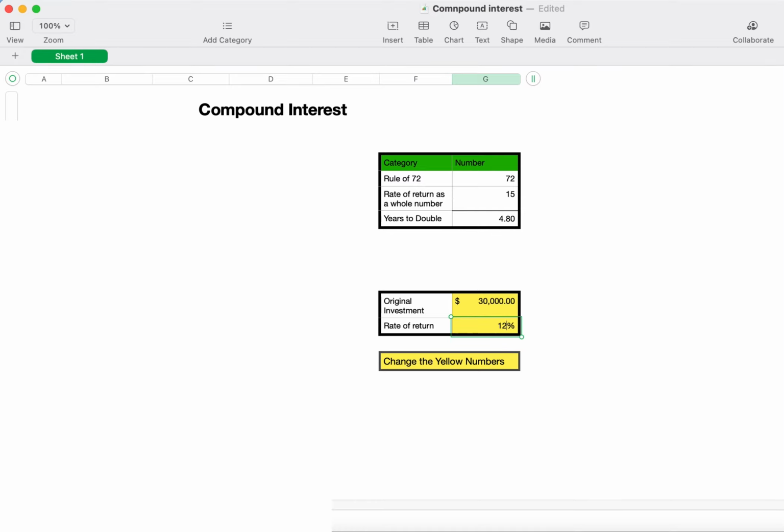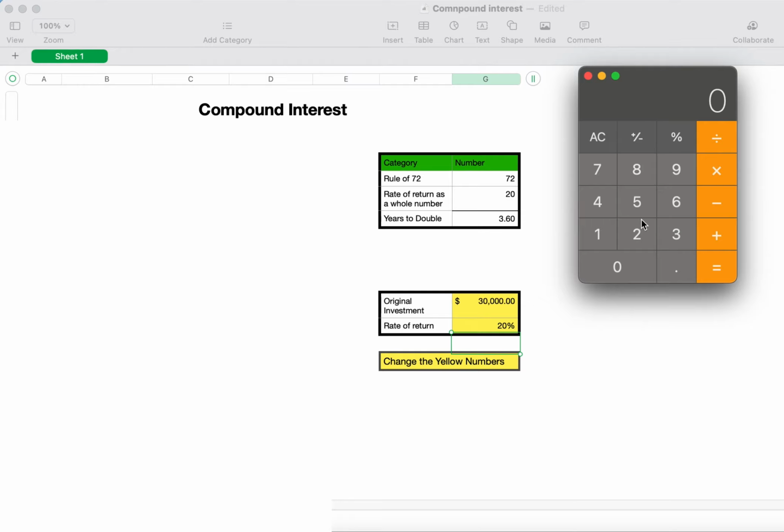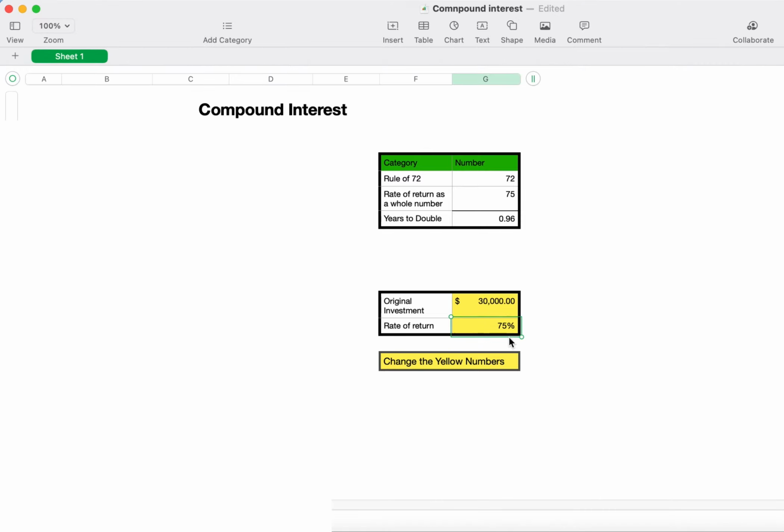So if I said I'm making 12%, I know it's 6 years. If I'm making 20%, I know it's 3.6 years to double my money. And so you can do simple math. You're like, 72 divided by my rate of return of 20, it's going to take 3.6. You can do this on your phone. You don't need to have a finance degree. One last note on that. So when you get really high rate of returns, the rule of 72 breaks down.